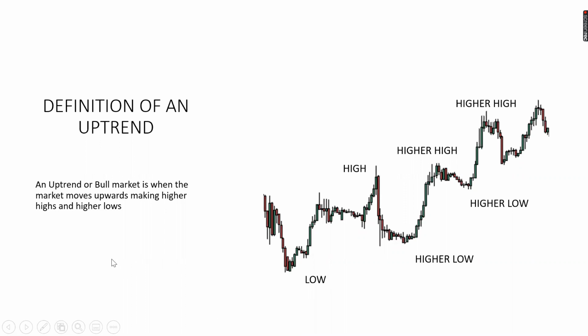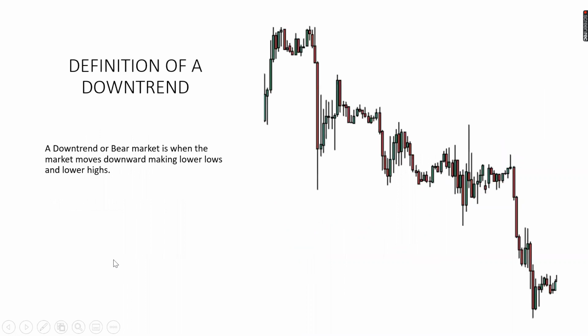All right? Now let's talk about what a downtrend is. It's totally the opposite. Okay? Downtrend is when the market moves downward, making lower lows and lower highs. Let me go to the chat here, make sure there are no questions there.